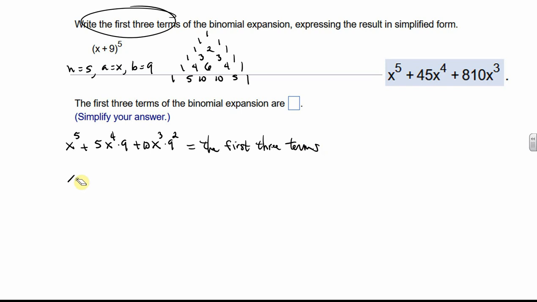So this is x to the fifth plus 45 times x to the fourth plus 180 times x to the third. That's 9 times 9, 81.